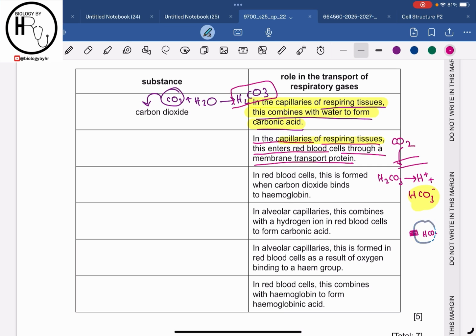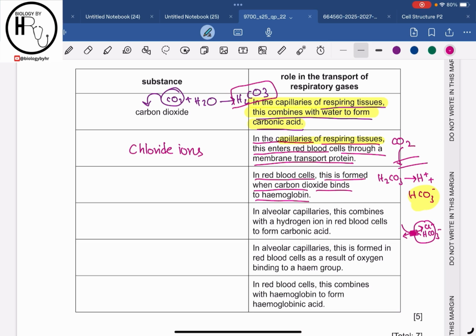to maintain the electrical neutrality, the bicarbonate ion is going to diffuse out of the red blood cell and the chloride ion is going to enter the red blood cell through the same transport protein, right? So in the capillaries of the respiring tissue, this enters the red blood cell through the membrane transport protein, so this will be the chloride ions. In the red blood cell, this is formed when carbon dioxide binds to the hemoglobin.